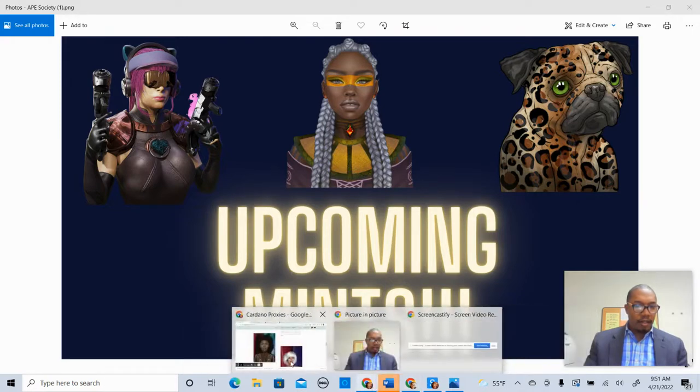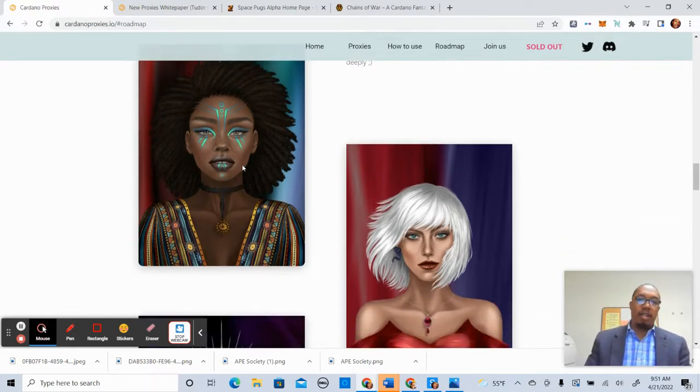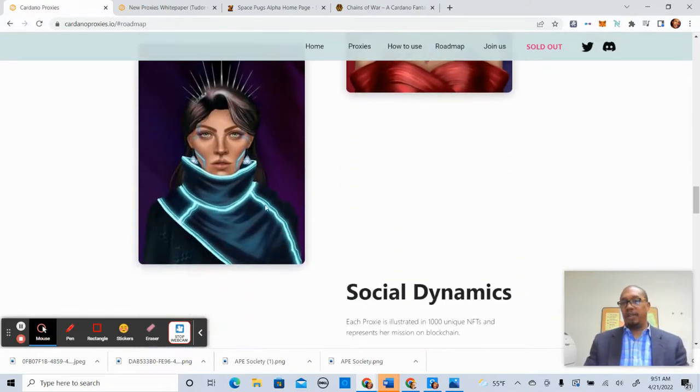All right, here we go. Excellent. So we'll start out with Cardano Proxies. First and foremost, the art speaks for itself, right? As you can see, the level of detail and artistry here is incredible. Not to mention all the other pieces that we haven't seen, right?